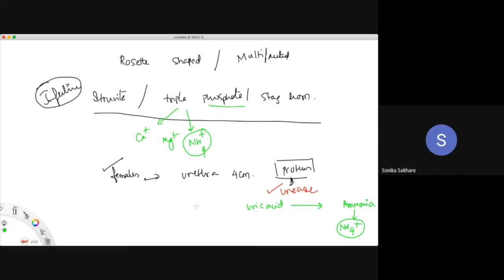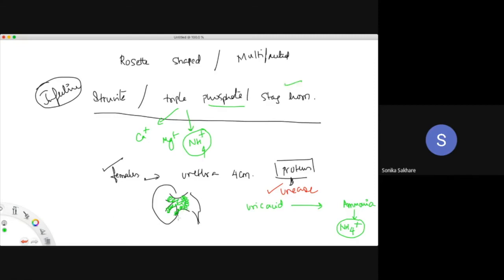Now, these stones are usually very large. Unlike the others, these are very large. They are going to occupy the whole of your calyceal system. So the whole stone will be occupying this space here. It is going to look like the horn of a stag. So that's why it's called staghorn calculus. That's why this name.